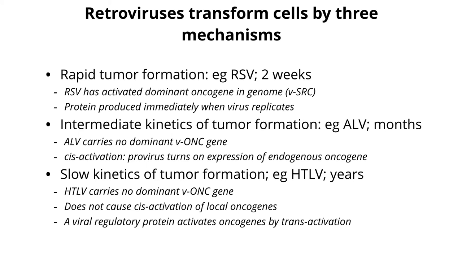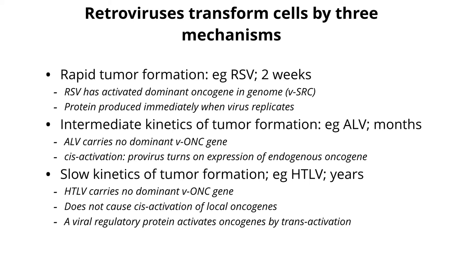Now, we know today that there are three classes of transforming retroviruses which transform cells by three different mechanisms, and at different rates. We have the rapid tumor formation by viruses like Rous sarcoma virus. Here, you infect an animal, within 2 weeks you have a tumor, or you infect cells and they're transformed very quickly. And that's because the virus carries an oncogene, and it's immediately produced upon infection, and that makes the cells start dividing and never stop.